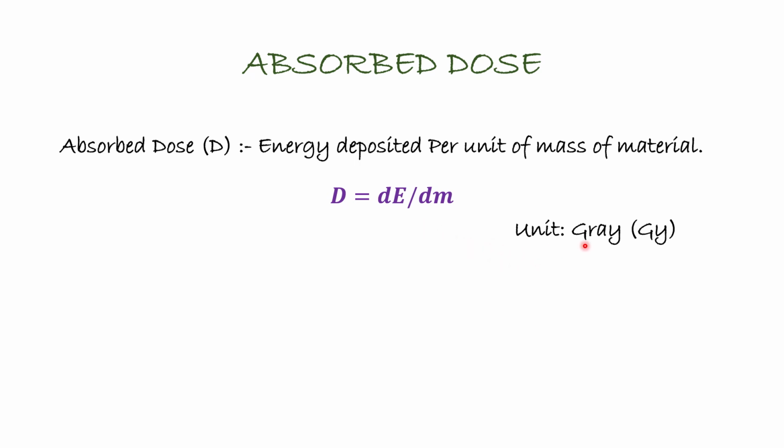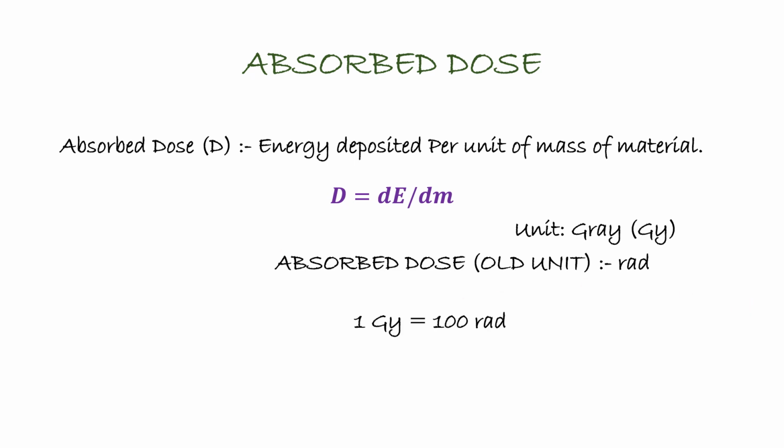Its SI unit is Gray, or joule per kg. 1 Gray is equal to 1 joule per kg. Another unit of absorbed dose, the older unit, is rad. 1 Gray is equal to 100 rad. Now we understand exposure is in air, dose is in body.